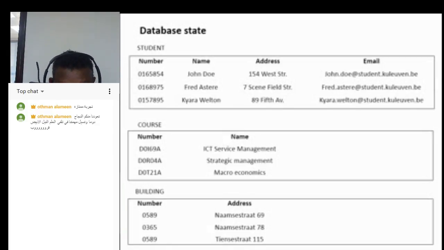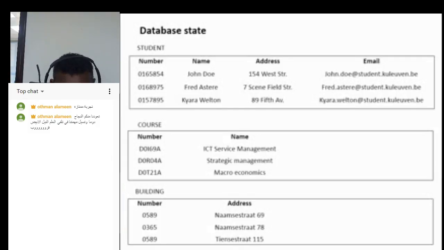Here you can see the database state. The database state means the status of the database at a particular moment in time. So you can see a student table with particular students in there. You can see a course table with particular courses in there. You can see a building table with all the buildings in there. This is going to be a lot more volatile in terms of content.